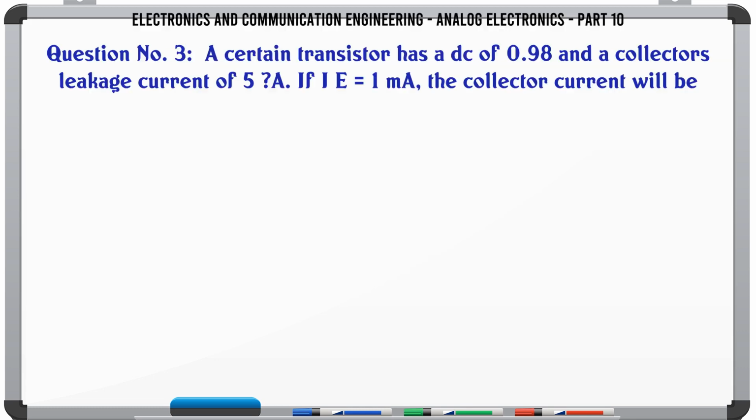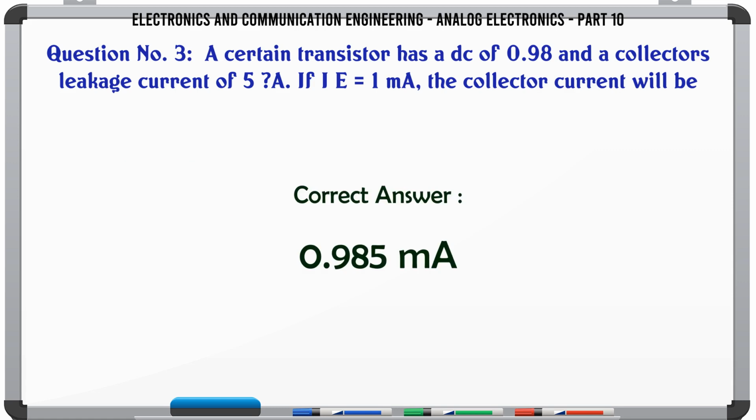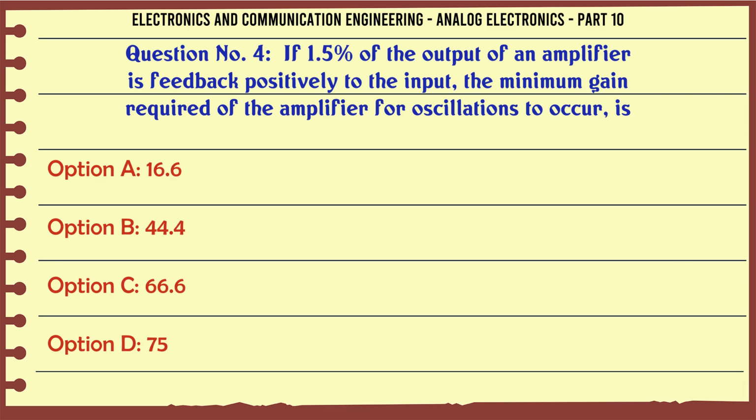A certain transistor has a DC current gain of 0.98 and a collector leakage current of 5 µA. If IE is 1 mA, the collector current will be: A. 1.005 mA, B. 0.985 mA, C. 0.975 mA, D. 0.955 mA. The correct answer is 0.985 mA.